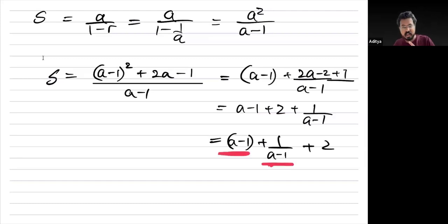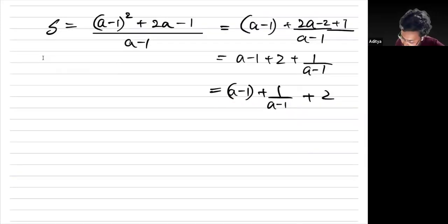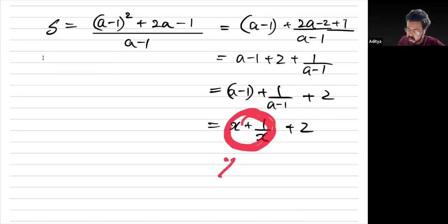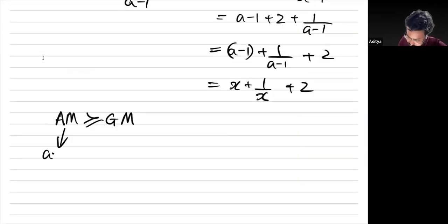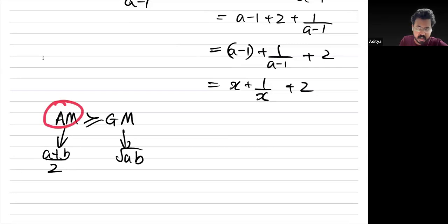This is the sum of two inverse quantities. It's like writing x plus 1 upon x plus 2. If you know the positive value of this quantity is 2, because I will invoke something called the AM-GM inequality. AM is greater than or equal to GM. What is AM? If you have a and b, AM is a plus b by 2 and GM will be under root AB. This is called the arithmetic mean. This is the geometric mean.